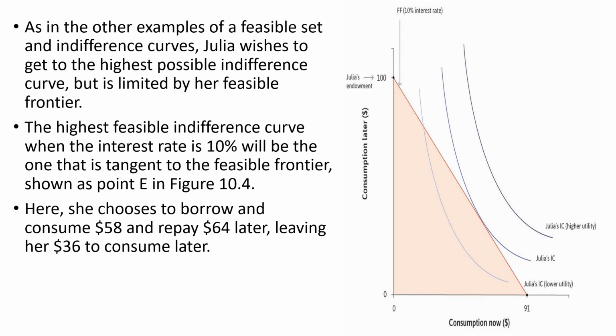Here the highest feasible indifference curve when the interest rate is 10% would be the one which is tangent to the feasible frontier, indicated by point E here. Julia chooses to borrow and consume $58, and she would be repaying $64 later, leaving her $36 to consume later. Here we are assuming that we are comparing everything in terms of ₹100, and also that the interest rate is 10%.